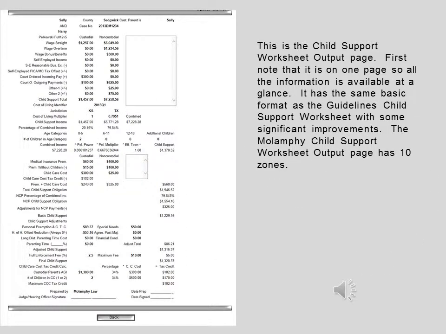This is the Child Support Worksheet output page. First, note that it is on one page, so all the information is available at a glance. It has the same basic format as the Guidelines Child Support Worksheet, with some significant improvements. The Molamphy Child Support Worksheet output page has 10 zones.